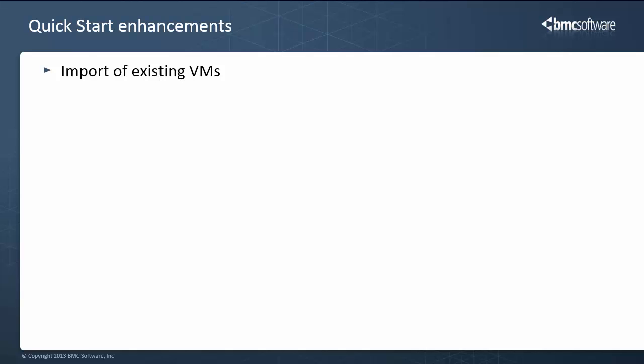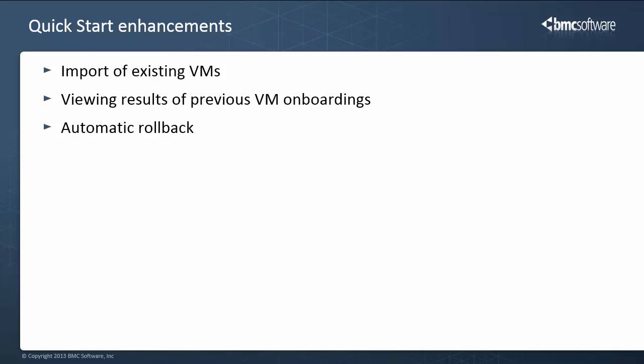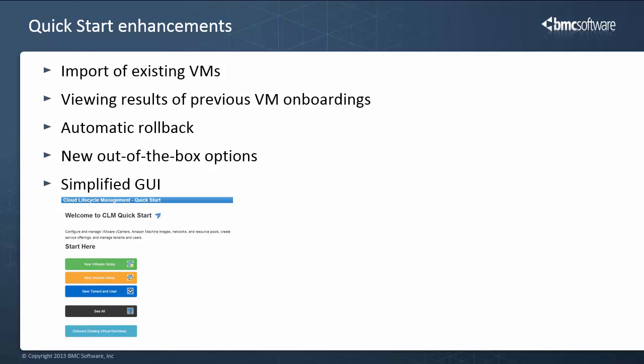There were a lot of enhancements to Quick Start functionality in 4.0. Quick Start lets you identify existing VMs and import them into CLM so that they each become a service offering instance. You can also view VMs that were previously onboarded. In this version, content created for each step in Quick Start automatically rolls back if a failure occurs. Several predefined values and out-of-the-box configuration options have been added. Finally, there's a simplified GUI that now leads you through the process of setting up provisioning with Quick Start.